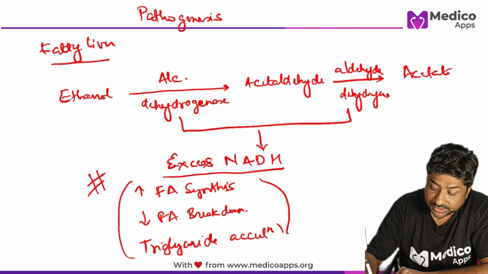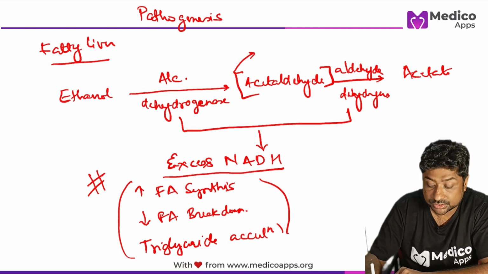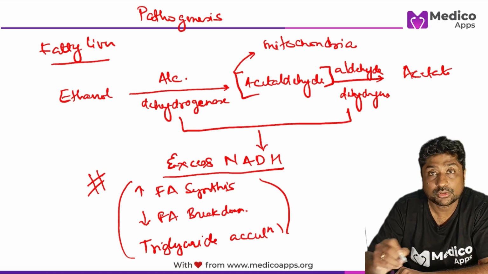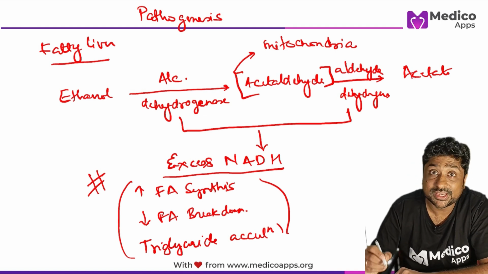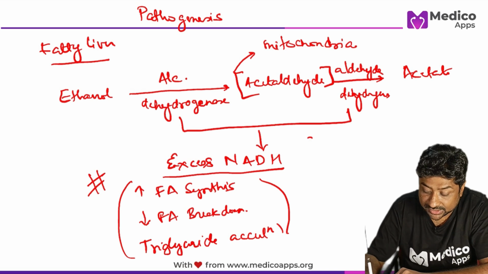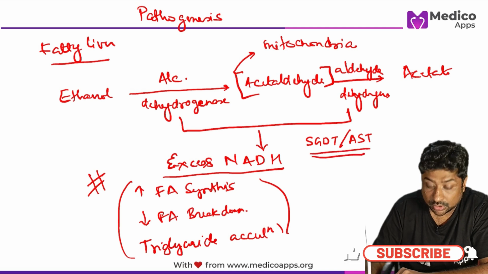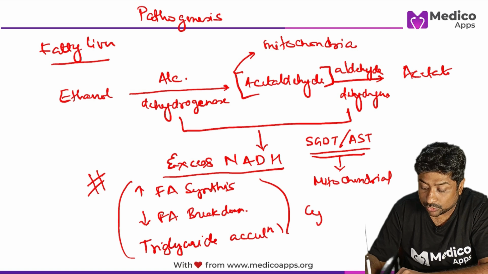One more thing I want to mention here is the molecule acetaldehyde. This acetaldehyde is specifically toxic to the mitochondria of the hepatocytes, and this becomes very important. Why? Because the specific enzyme present in mitochondria is SGOT, also called AST, whereas in the cytoplasm of a hepatocyte you will have SGPT or ALT.